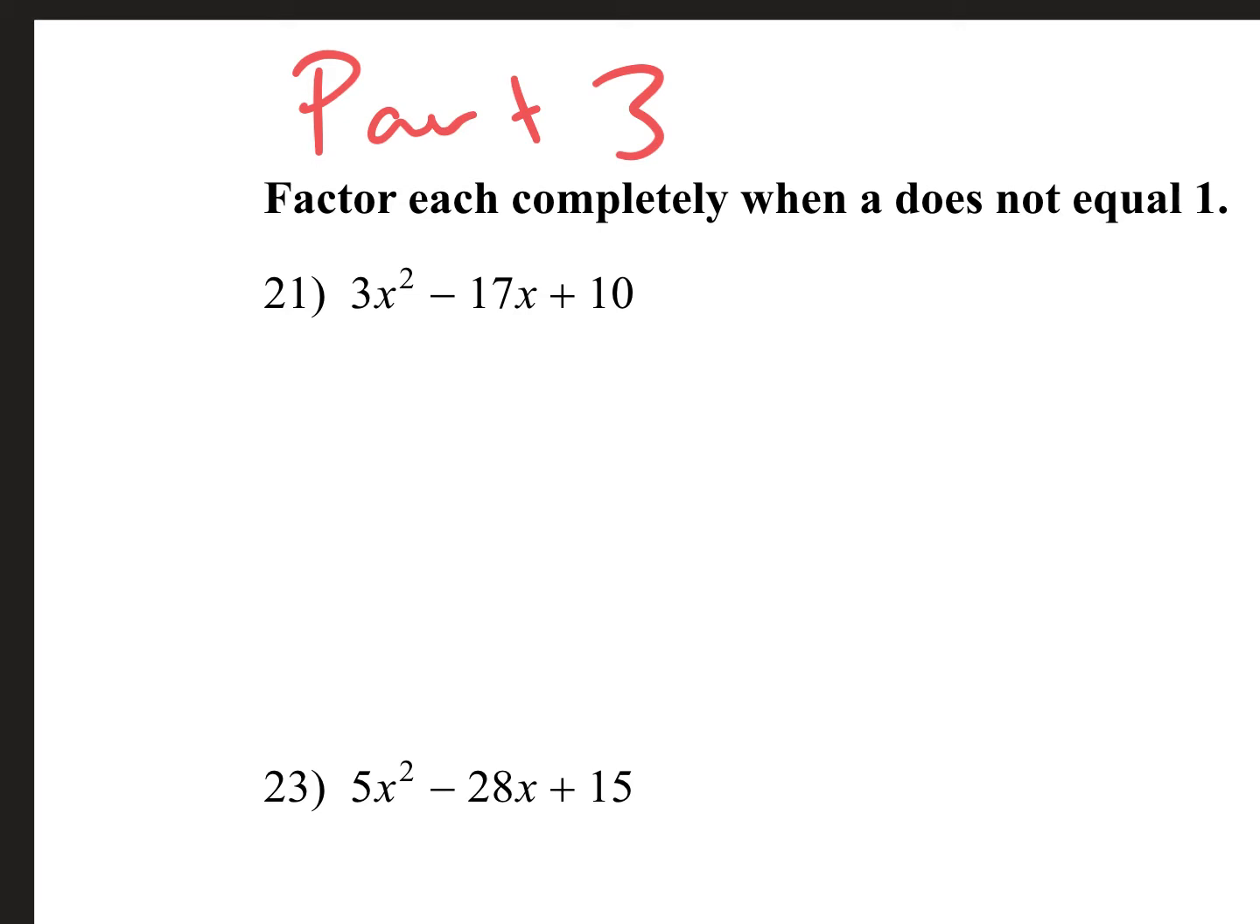Yes, see if we can divide everything by a common factor. Are they all divisible by 3? No. So then what do we have to do? Awesome. We multiply the first and the last number. So 3 times 10 is 30. Do we have two factors of 30 that add to negative 17?